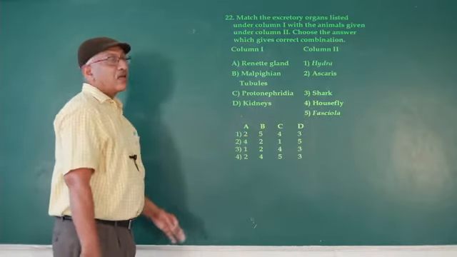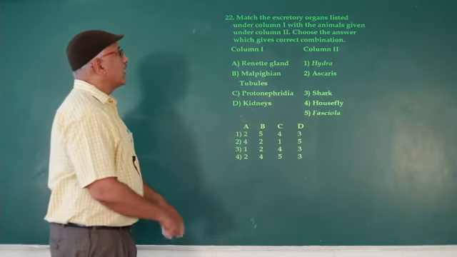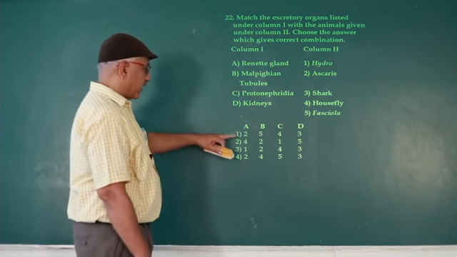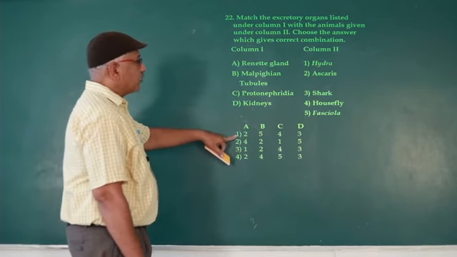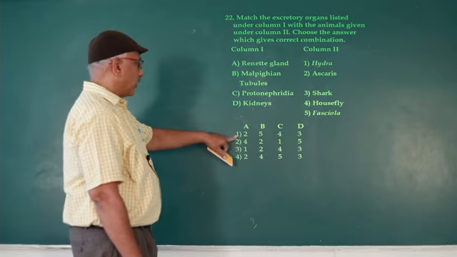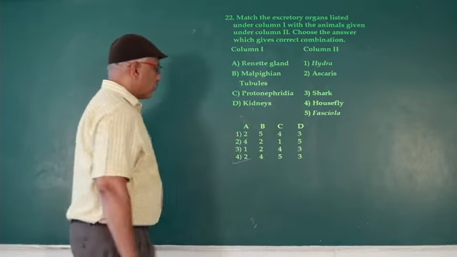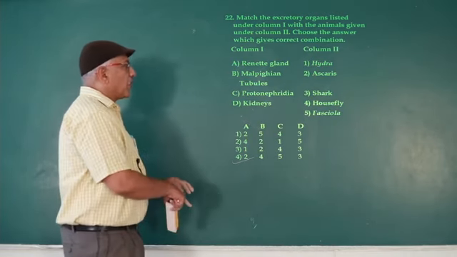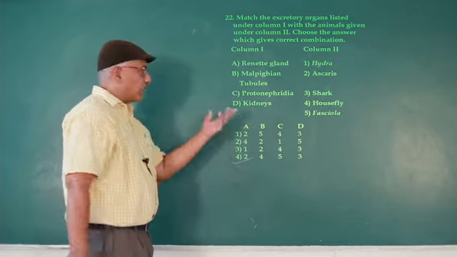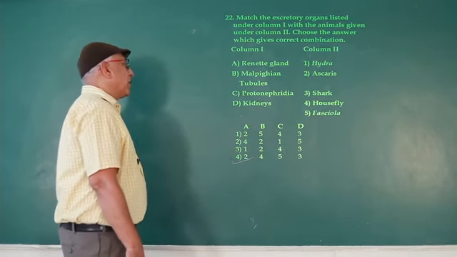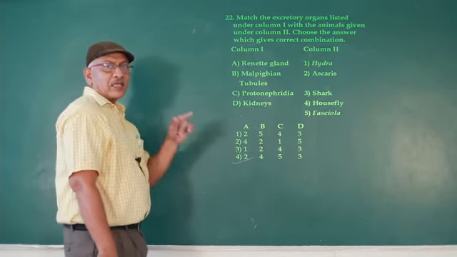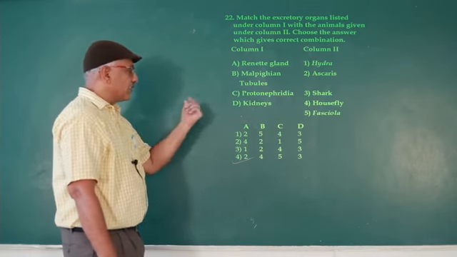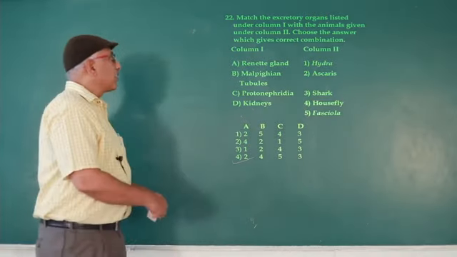Match the excretory organ listed under column 1 with the animals given under column 2. Renette glands, Ascaris, A2. Malpighian tubules, housefly, so B4. Protonephridia, Fasciola. Protonephridia with flame cells in platyhelminthes. Protonephridia are also excretory organs in cephalochordata. Next one is kidneys, shark. So the fourth option.